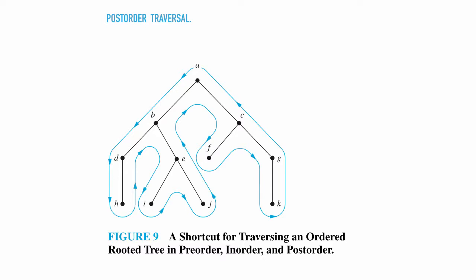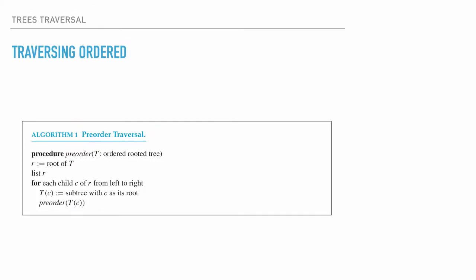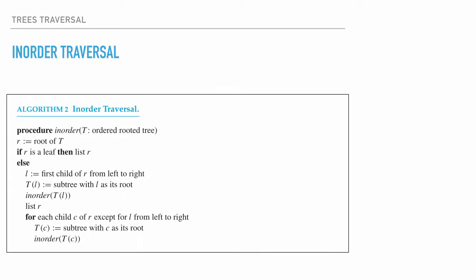Algorithms for traversing ordered rooted trees in pre-order, in-order, and post-order are most easily expressed recursively. So Algorithm 1 is summarizing this. Note that both the pre-order traversal and the post-order traversal encode the structure of an ordered rooted tree when the number of children of each vertex is specified. That is, an ordered rooted tree is uniquely determined when we specify a list of vertices generated by a pre-order traversal or a post-order traversal of the tree, together with the number of children of each vertex.